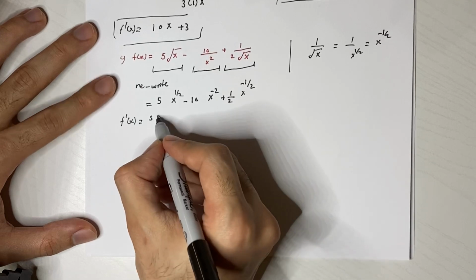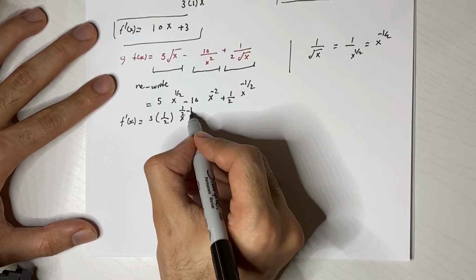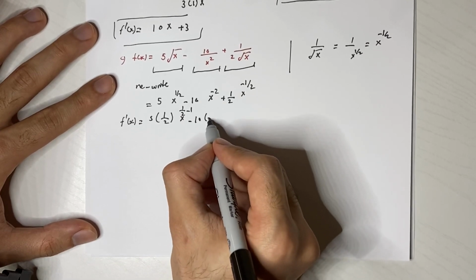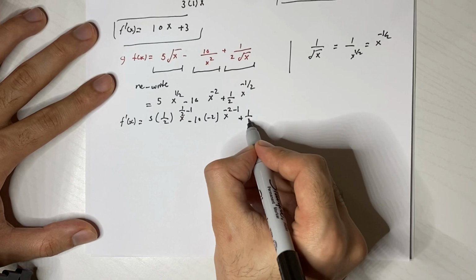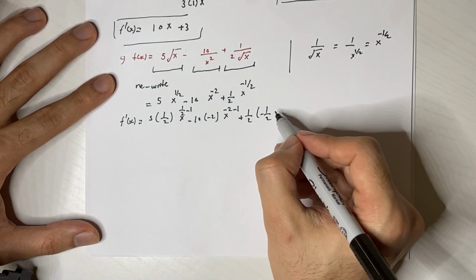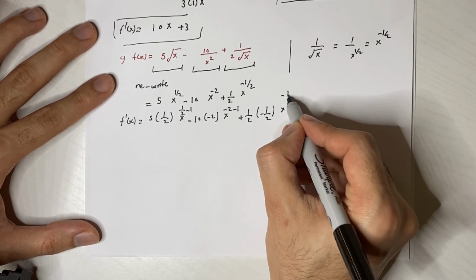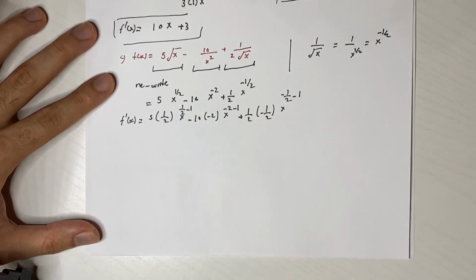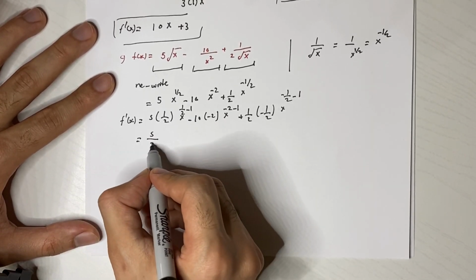So the half will go down and be subtracted by 1. And the same thing here: -2 will go down, and the power -2 will be subtracted by 1. And the same thing will apply to the third term: the -half will go down, and the -half will be subtracted by 1. Now we just simplify.